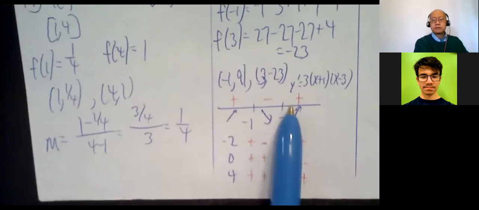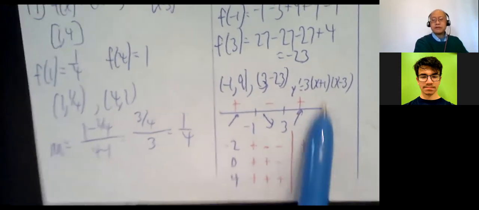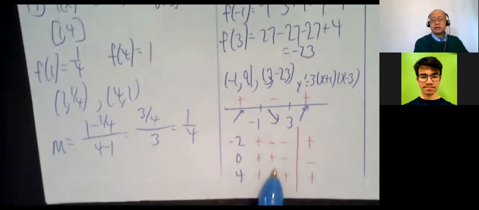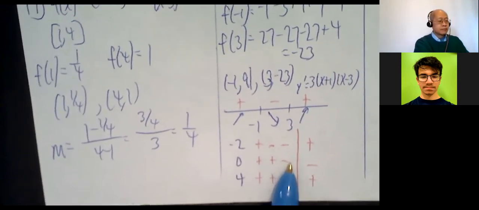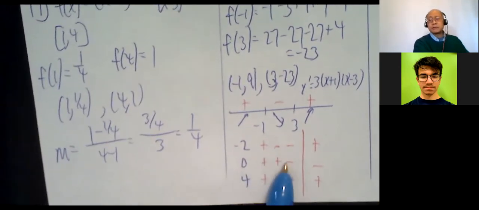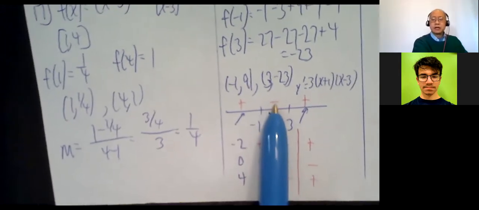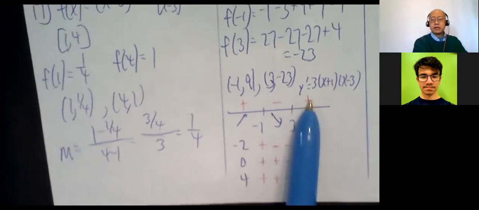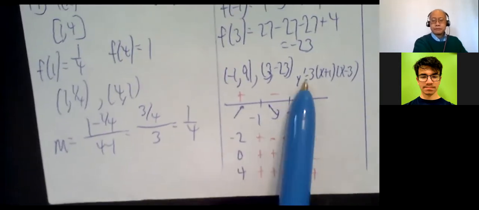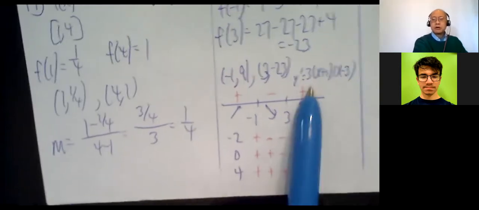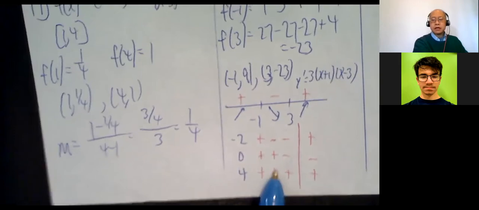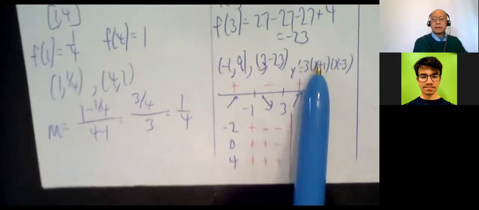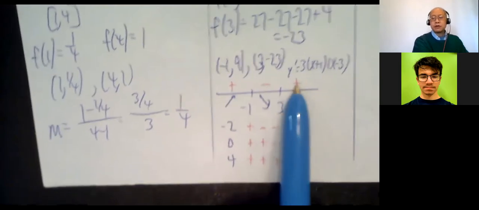Okay, in the middle, 0. We already know 3 is positive. 0 plus 1, positive. 0 minus 3, negative. Positive times negative is a negative. So I put a minus sign here. And then this region, 4. 3 is positive. 4 plus 1, positive. 4 minus 3, positive. I'm going to have a positive times a positive times a positive, positive.